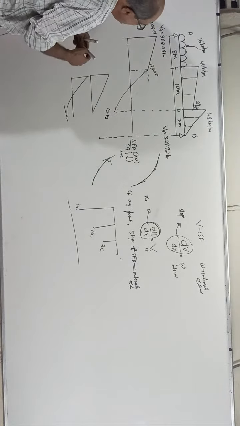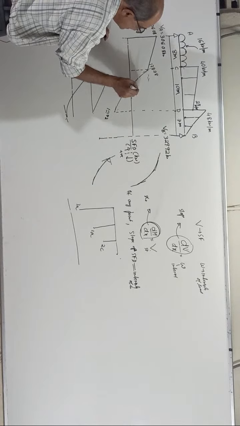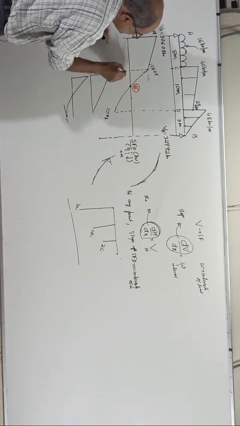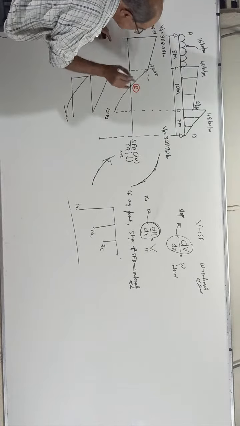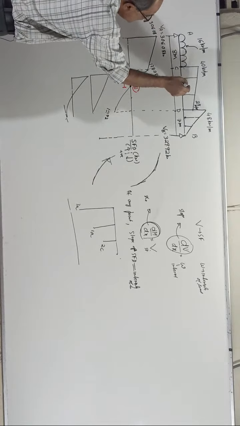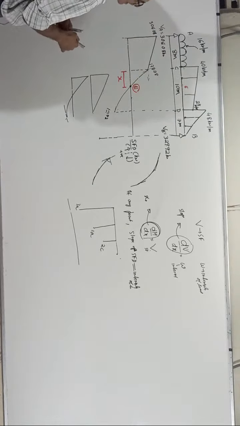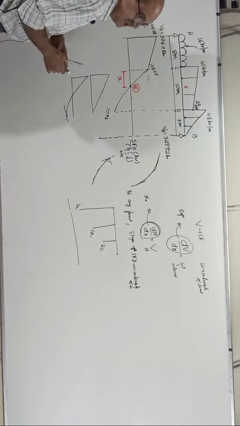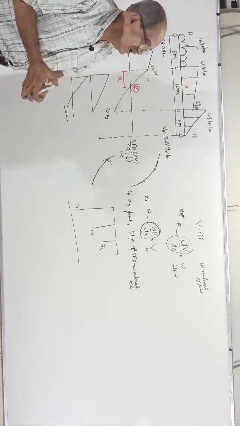A, B, C, D, say E. I will take X from here. This was already done in the last class. See, somewhere here, a point E is there. Okay, now, X. I have seen some genius people to get X.